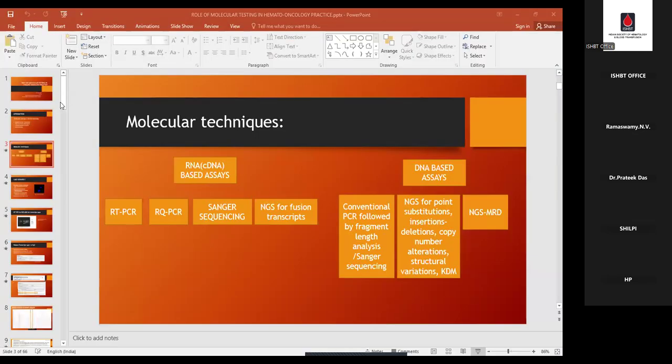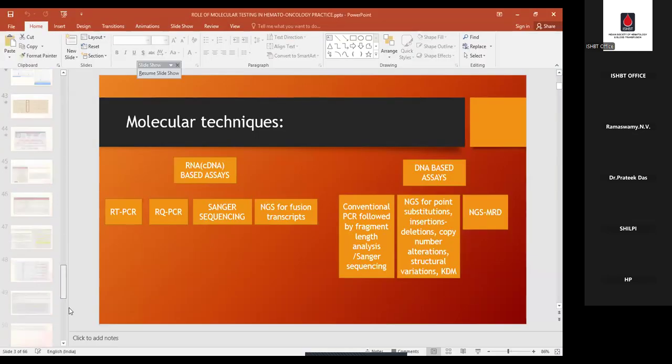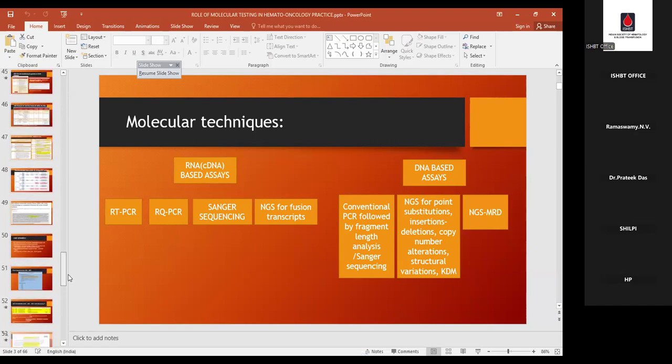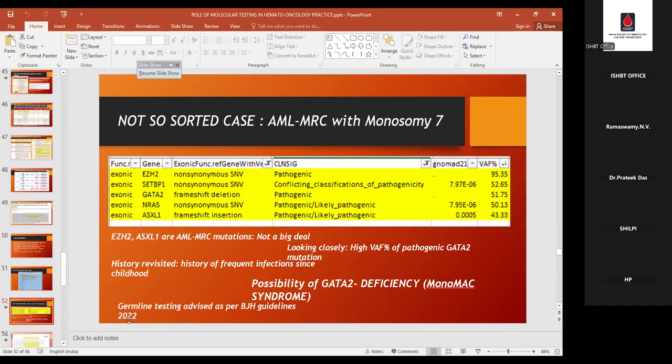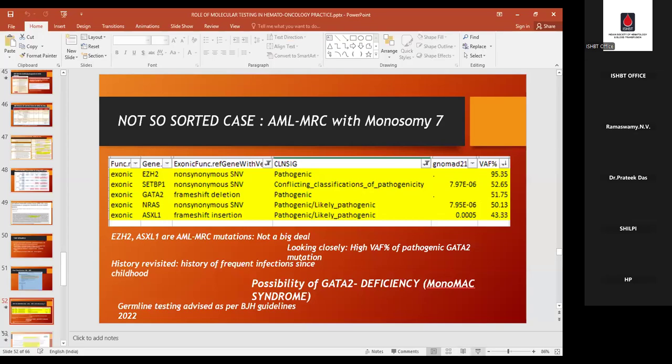If you see that case, is the slide visible, Rama? No, ma'am, it's not visible. Yes, ma'am, now it's visible.